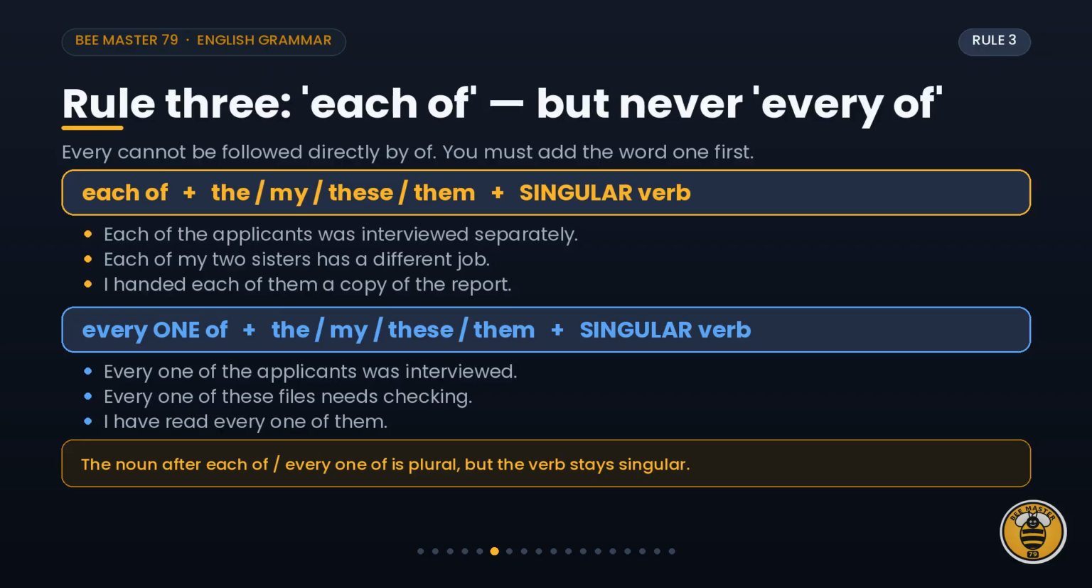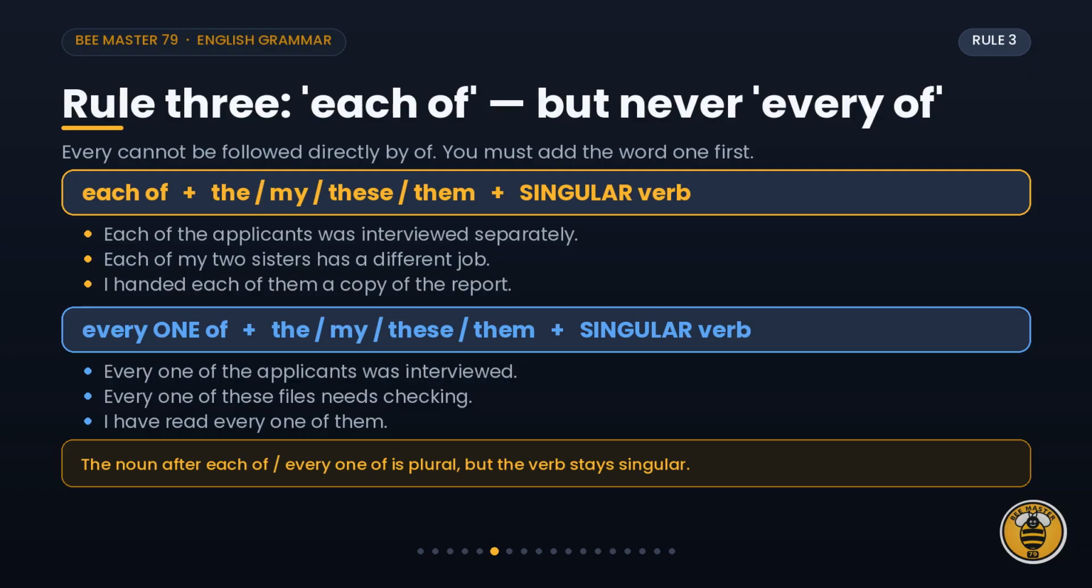Rule 3 is a pure form rule, and it catches a lot of people. Each can be followed directly by the word of. Each of the applicants was interviewed separately. Every cannot. The phrase every of simply does not exist in English. You have to insert the word one. Every one of the applicants was interviewed.